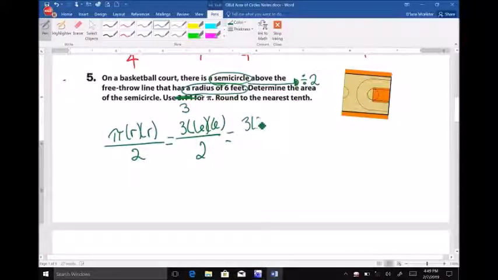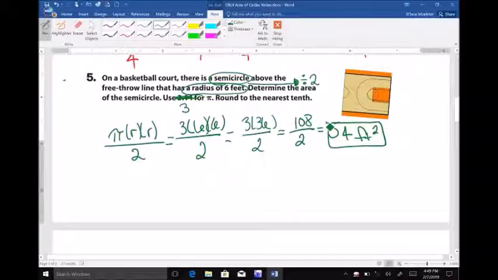So now we have 3 times 36 divided by 2. And we have 108 divided by 2, which will give us 54. So the area of the semicircle at the free throw line is 54 feet squared. Does anyone have any questions before we continue on the back and work some of these problems together?